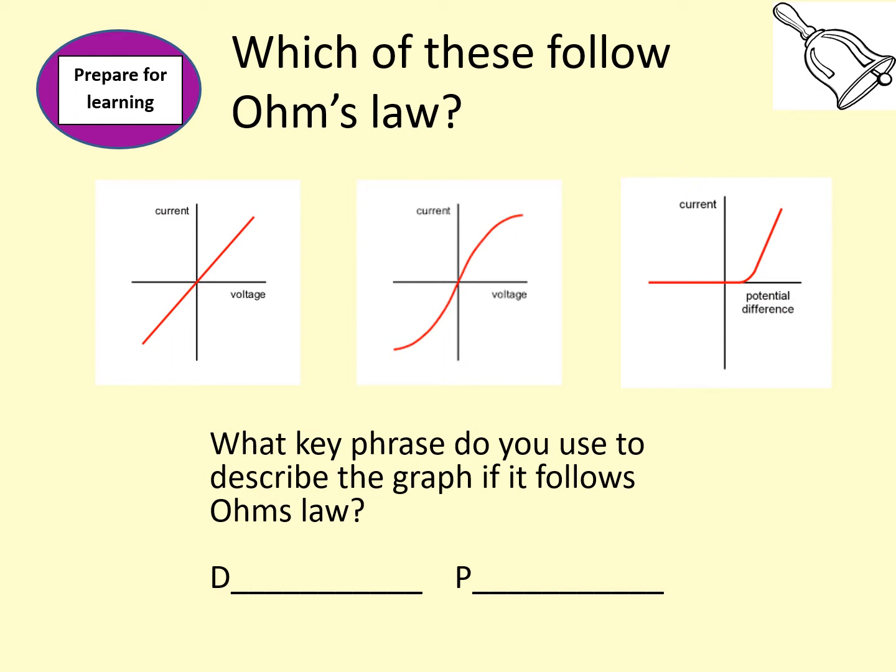Now, it's a good point to pause and make sure that you have copies in your notes of the 3 graphs, okay? So the first one is the fixed resistor, the middle one is the filament lamp, and the one on the far right is for the diode, which again only conducts in one direction. And then again, it would be really good if you could consider the question that it says here. What key phrase do you use to describe the graph if it follows Ohm's law?